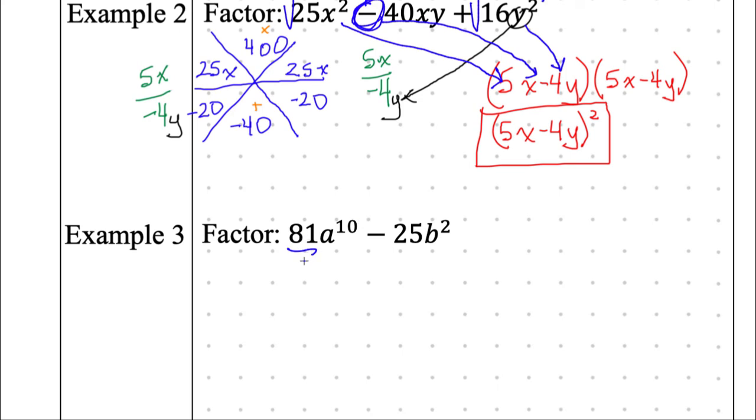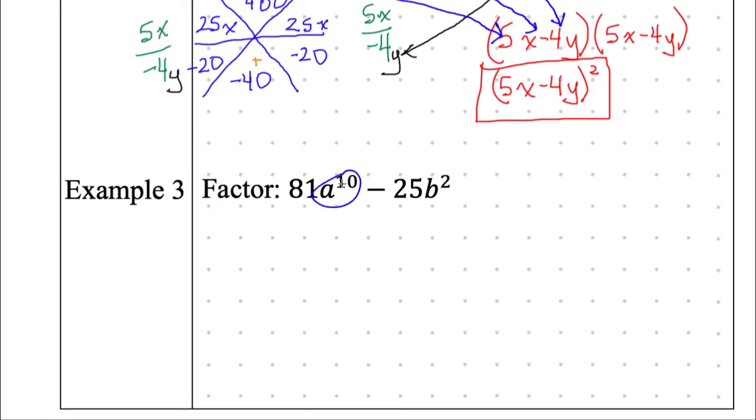I mean, 81 is a square, 25 is a square. Technically speaking, a to the power of 10 is a square, even though b squared is very clearly a square, because you're literally saying b squared. So a to the power of 10, if I'm taking the square root of that, that's using rules of exponents. Let me show you what's going to happen here.